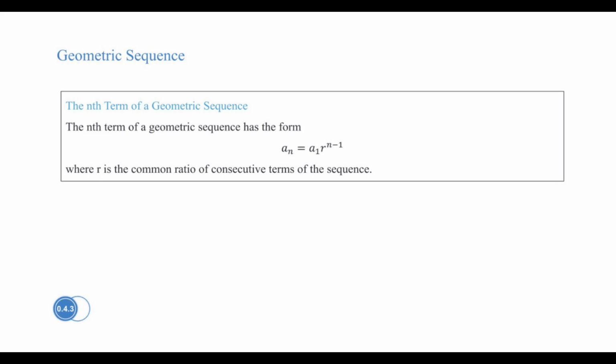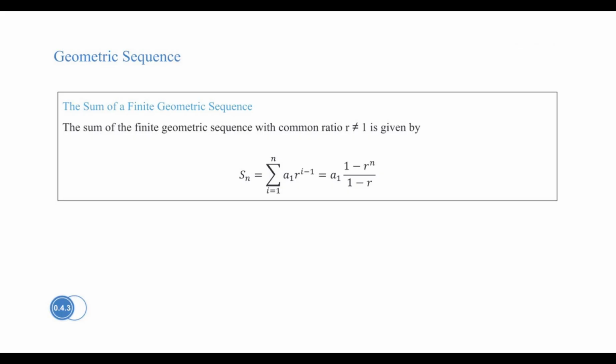To find any term in a geometric sequence, we use this formula: an equals a1 times r to the power of n minus 1. Here, an is the term we want to find, a1 is the first term, r is the common ratio, and n is the term number. The reason the exponent is n minus 1 is that from the first term to the nth term, we multiplied by the common ratio n minus 1 times.